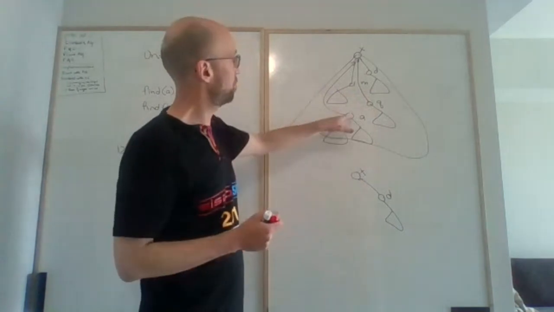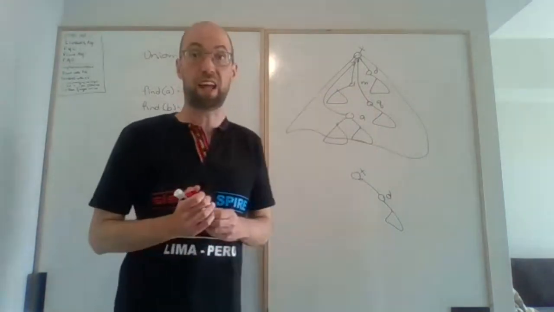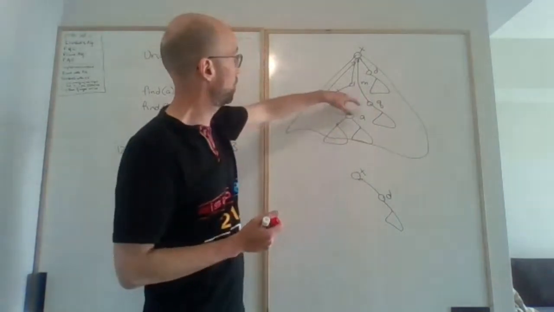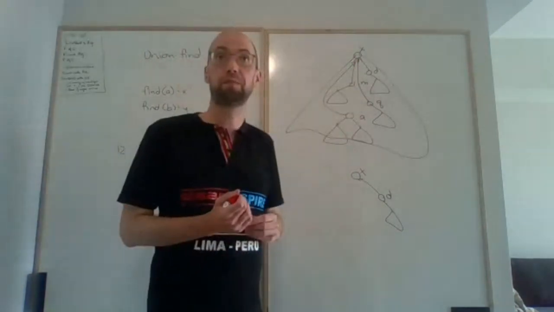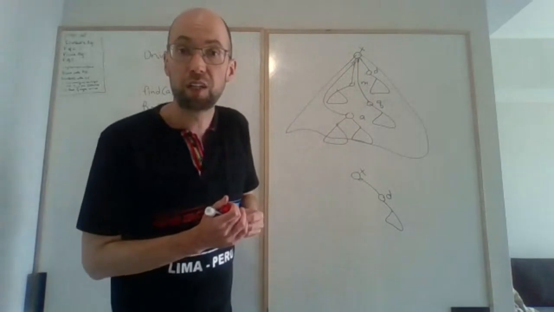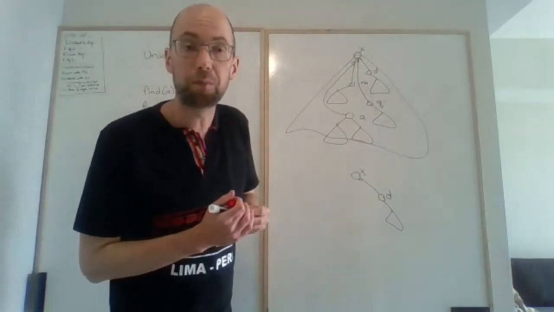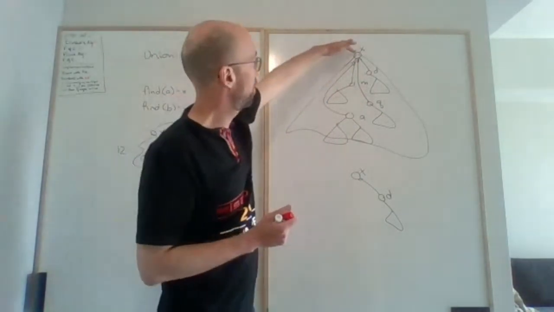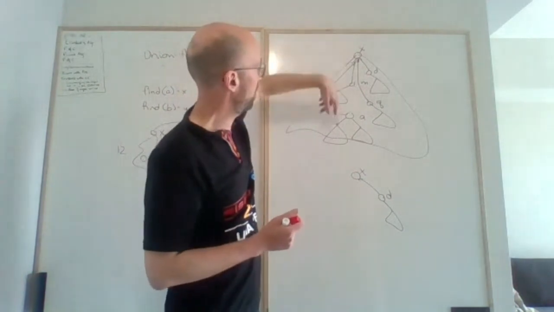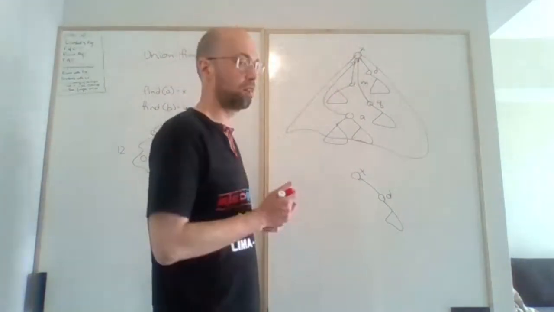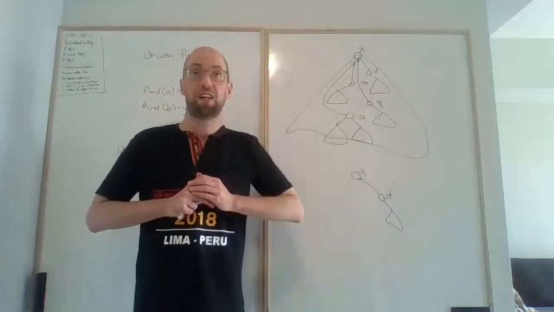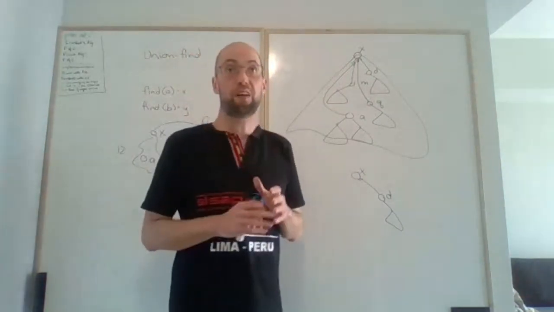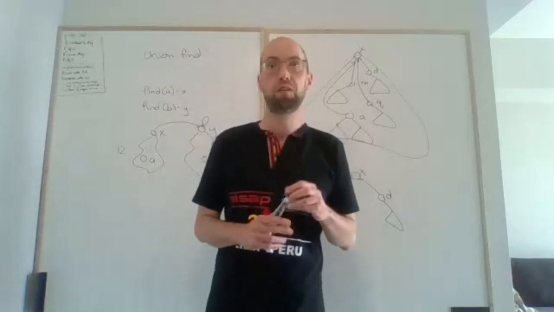So now the next time somebody asks me for the representative of A, I don't have to go to Q to M to D and to X. I just go straight to X. Unless somebody has done a union of X with something else, in which case I go to X, and then maybe I go to the parent. And this makes union find super fast.